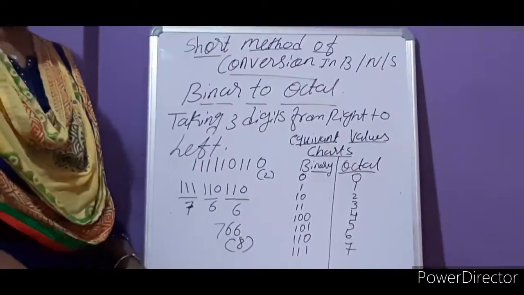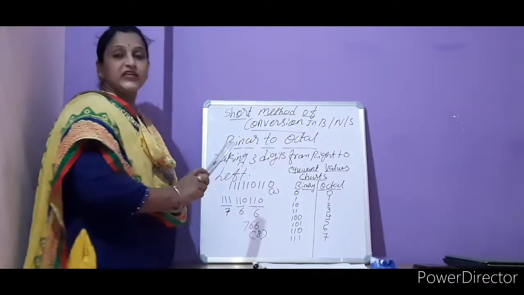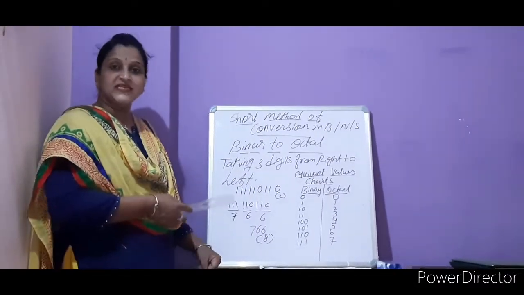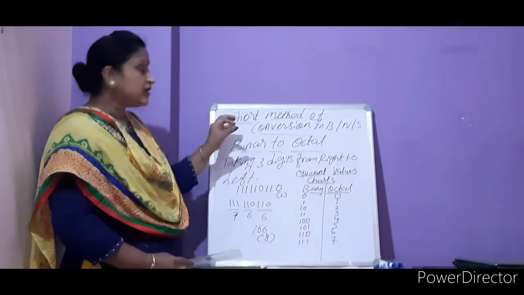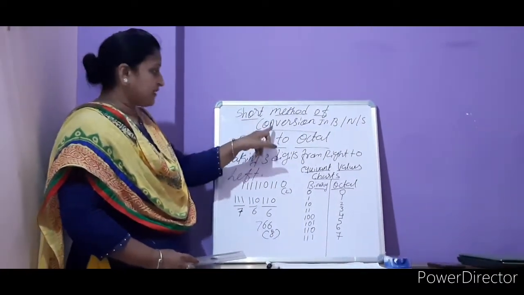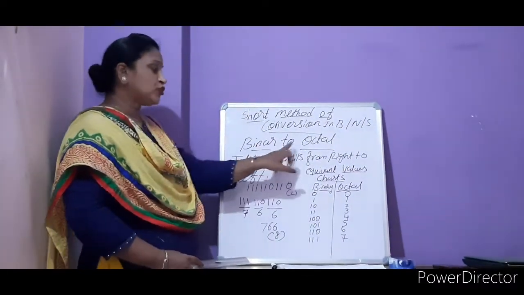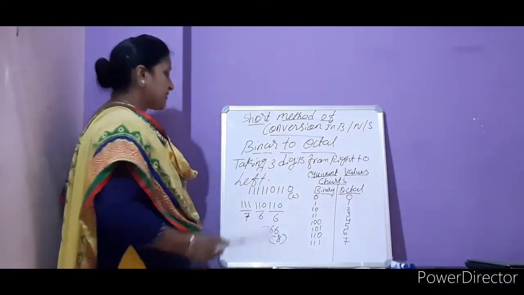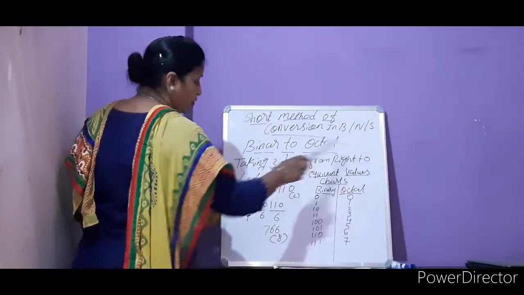Okay. Now next, shortcut method. In binary we are studying one more method, that is the shortcut method. In the shortcut method we can do several conversions. In this shortcut method, conversion in the binary number system, we are converting binary to octal now. We have to take 3 digits from right to left.